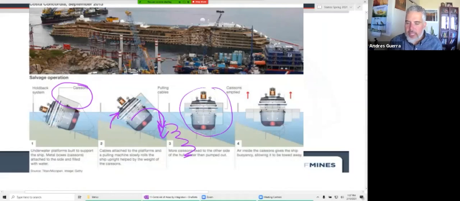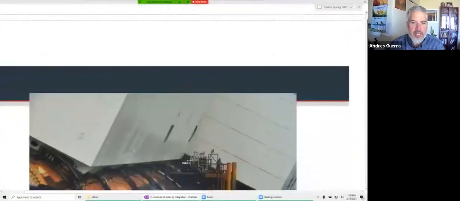And then the other reason they used the caissons, and they could fill them with air, was for the buoyancy, right? So that once they righted the ship, it didn't just sink back down to the bottom again, because they weren't sure what the buoyancy was going to be of a damaged ship.